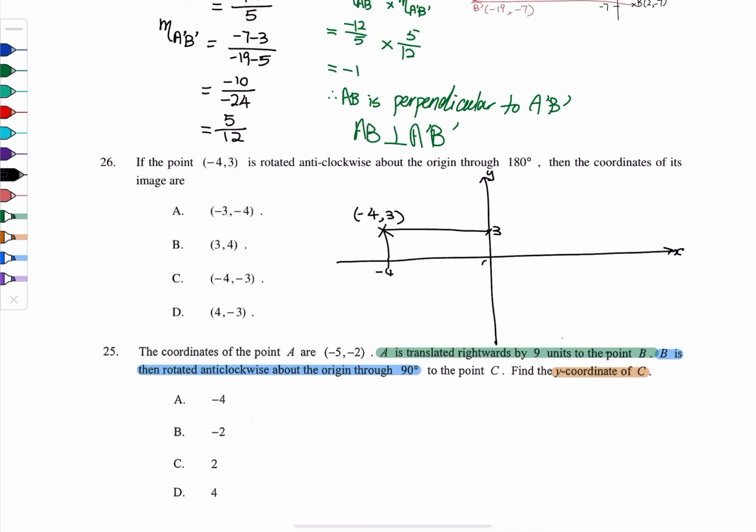Alright, 0 origin there. And now what happened to this point? This point is rotated anti-clockwise, so that means it's going this side. How many boxes? 180 degrees. So every box is 90 degrees. When it comes here, the numbers change to 3, 4. But I need 180 degrees, so one more box. Again, the numbers change to 4, 3.